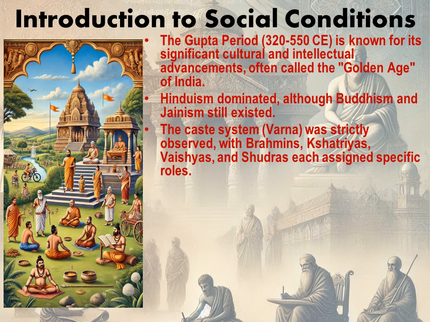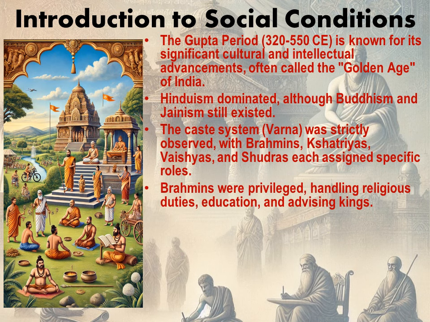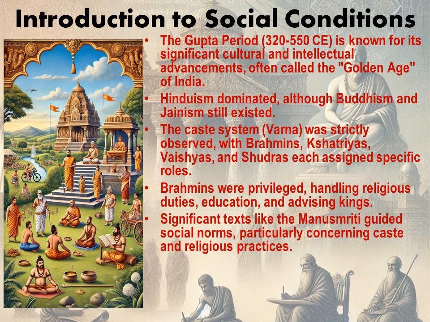The caste system, Varna, was strictly observed, with Brahmins, Kshatriyas, Vaishyas, and Shudras each assigned specific roles. Brahmins were privileged, handling religious duties, education, and advising kings. Significant texts like the Manusmriti guided the social norms, particularly concerning caste and religious practices.